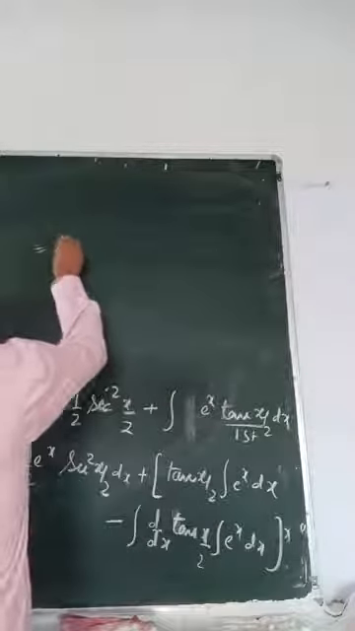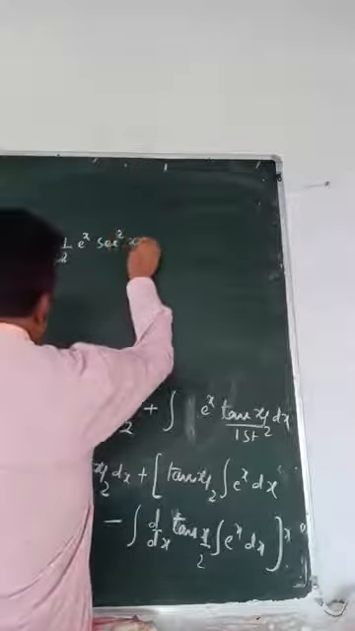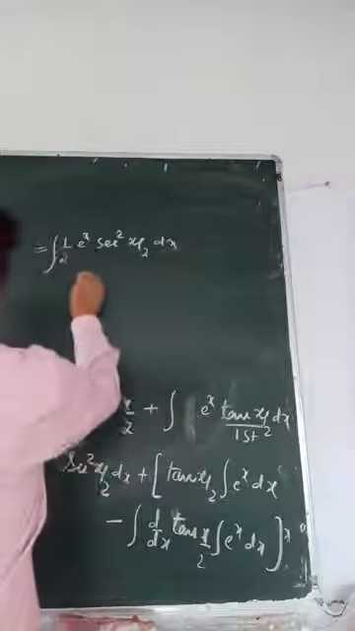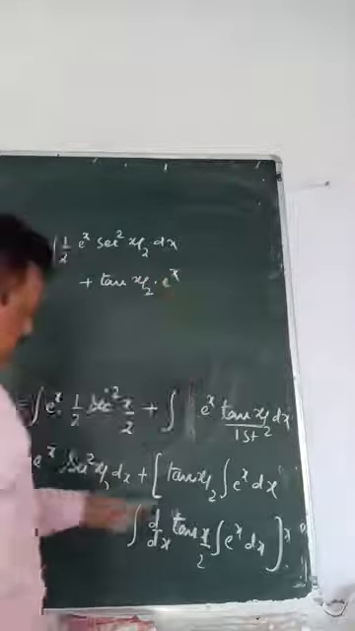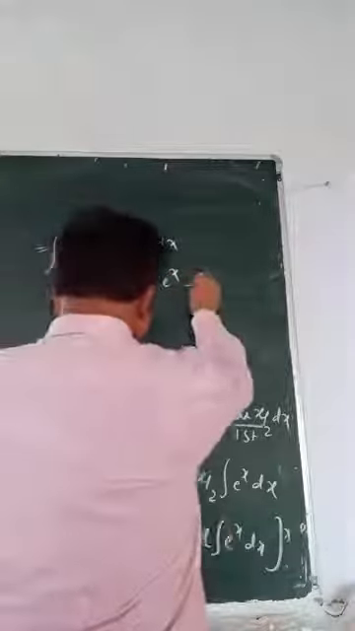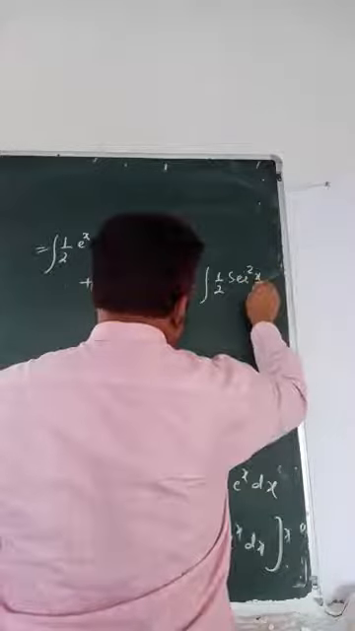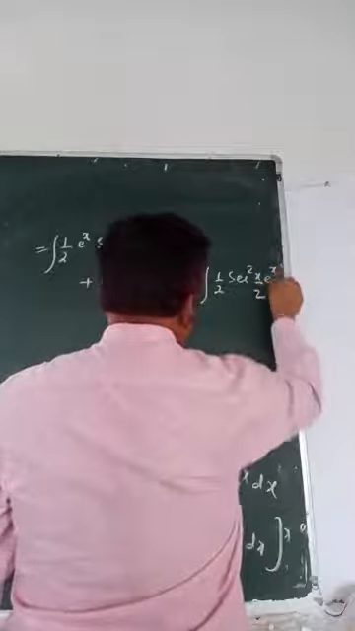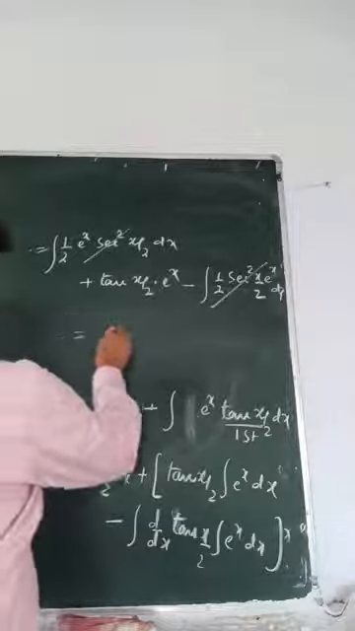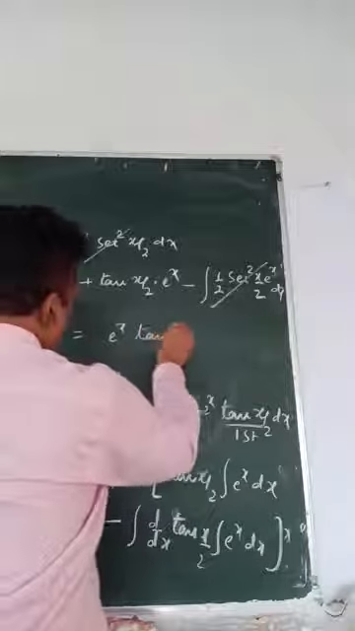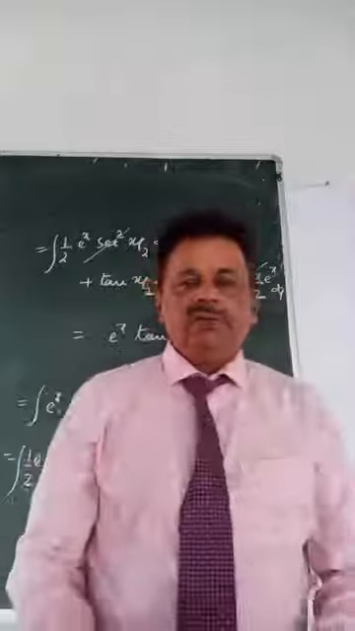So half e to the power x x square x by 2 dx plus 10x by 2 e to the power x. This is minus integration of half x square x by 2 and e to the power x dx. So let's cancel. That is e to the power x 10x by 2 plus x. Simple if you remember all the formula.